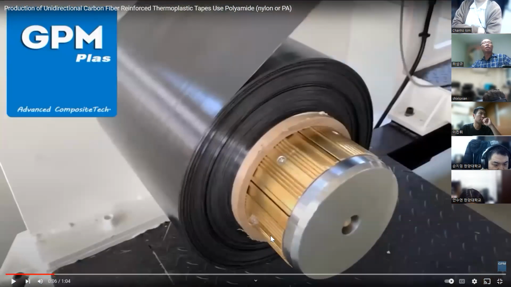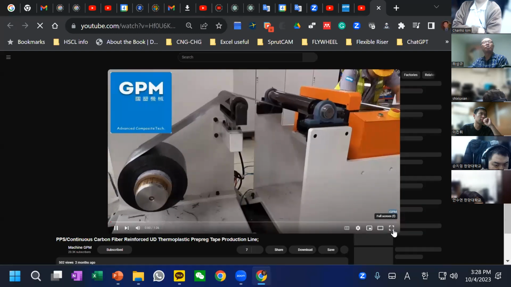Okay, so you can have now, I hope that you have enough idea about this thermoplastic impregnate procedure through tow spreading. These are very similar procedures.